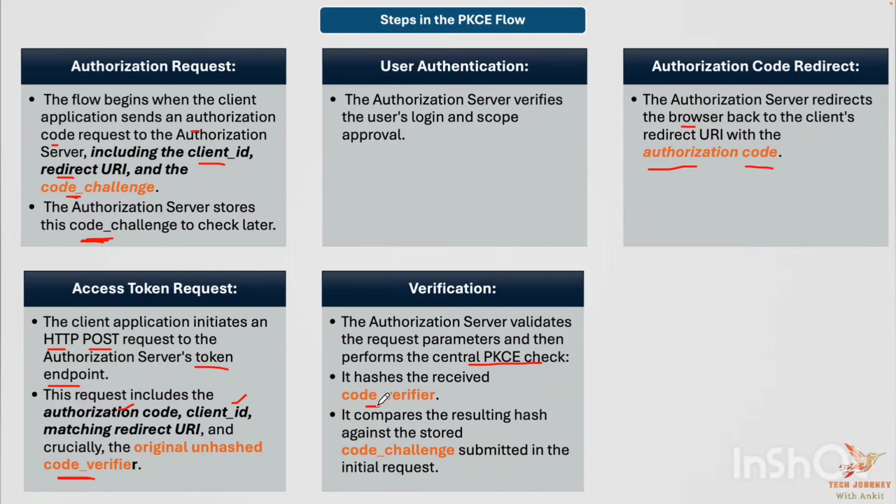So the very first thing, it performs the hashing on the code verifier and then compares the resulting hash value with the code challenge. At this step, the code challenge was already stored by the authorization server. Here it is comparing the code verifier against the code challenge that was submitted as part of the previous request.